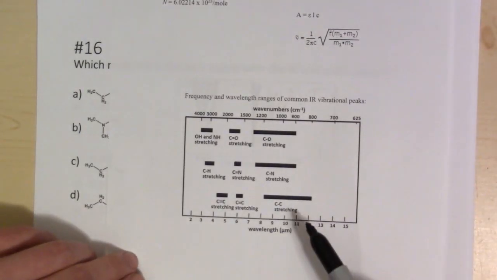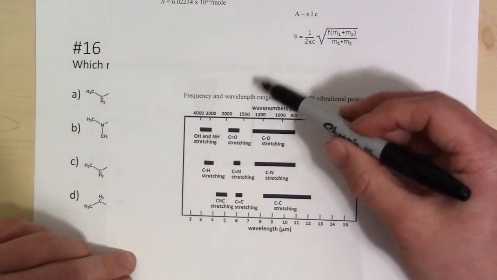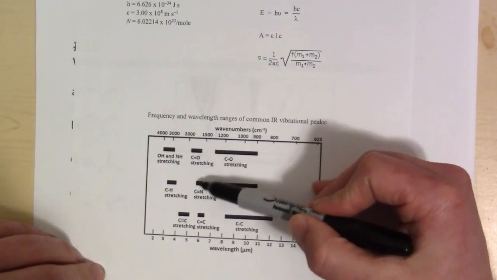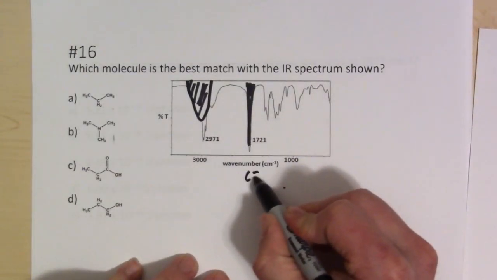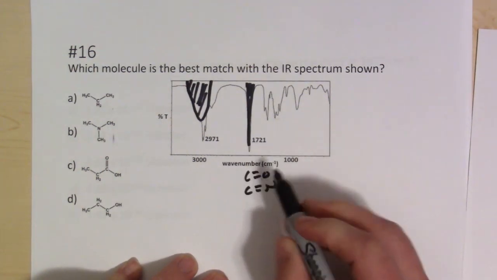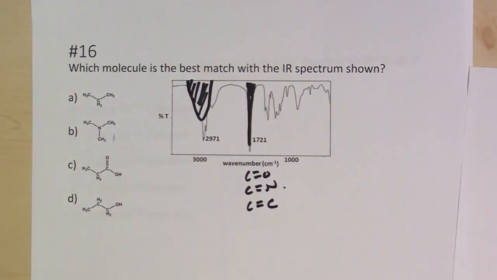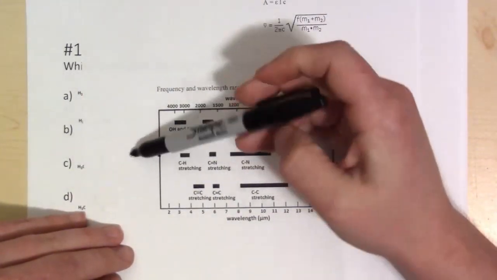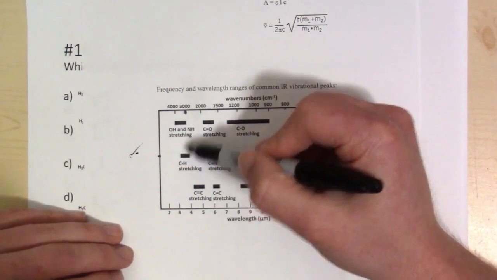So we can look at our IR frequency table here that's part of our supporting information. So things in the 1721 range are going to be things like a CO double bond, CN double bond, or CC double bond, so carbon double bonded to some atom. So a couple possibilities here: C double bond O, C double bond N, or C double bond C. And then if we look at the other peak, 2971, going back to our table, that's going to be right about here. So that is going to be OH or NH stretch or CH stretch.